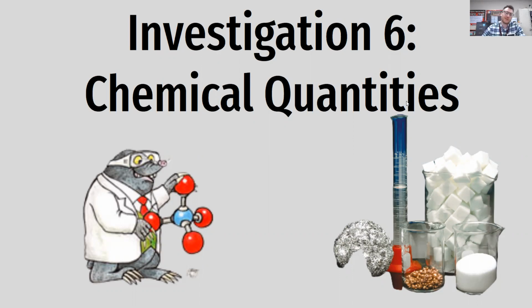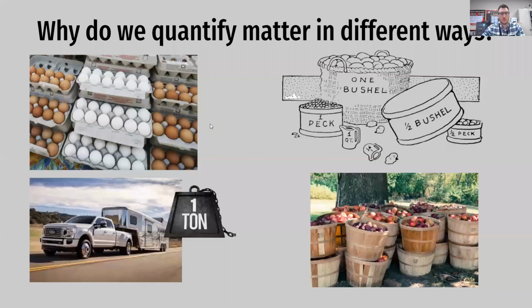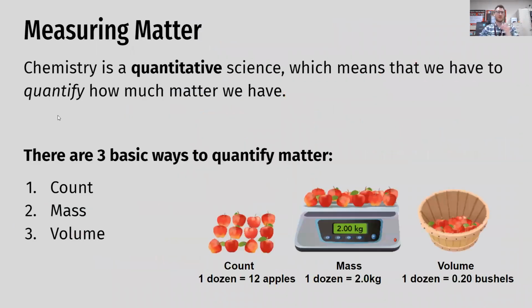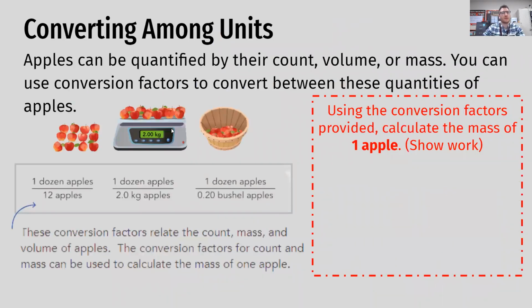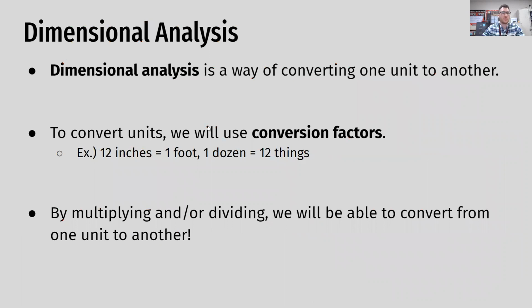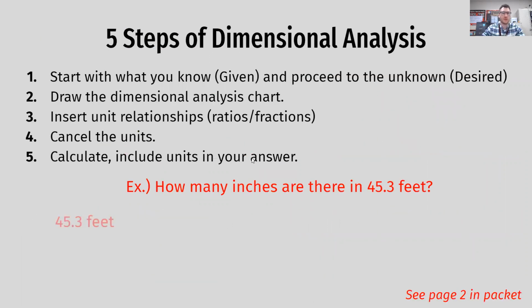In the last video, we got introduced to chemical quantities, and what we did in that video was we took some time to talk about how we can first quantify matter and then convert among units. We used apples as a lot of our examples. Then we brought it into some more familiar things such as inches and feet. And then I asked you to do some more straightforward, simple unit conversions.